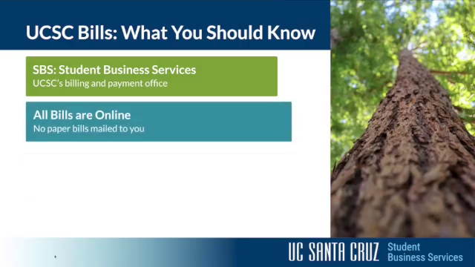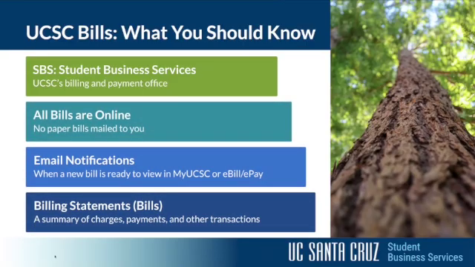Student Business Services, or SBS, is the on-campus office responsible for all student financial accounts, including payments and billing statements. UCSC does not print and mail paper bills. All bills are online, and you'll get an email notification whenever a new bill is ready. Each bill contains a summary of all charges, payments, and other transactions that have been posted to your account since your last bill.